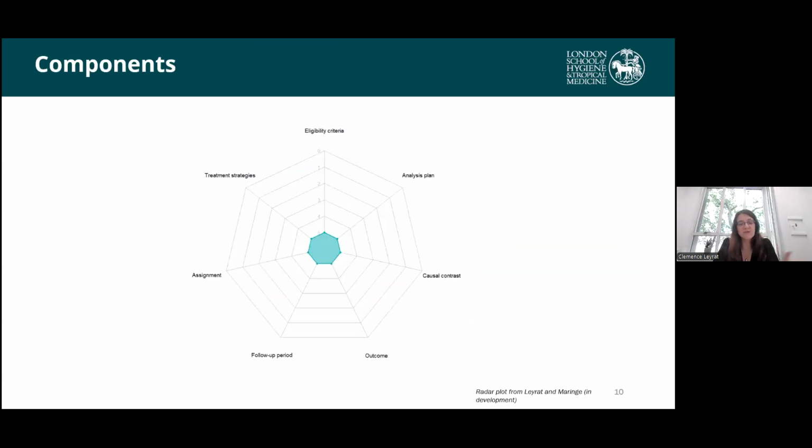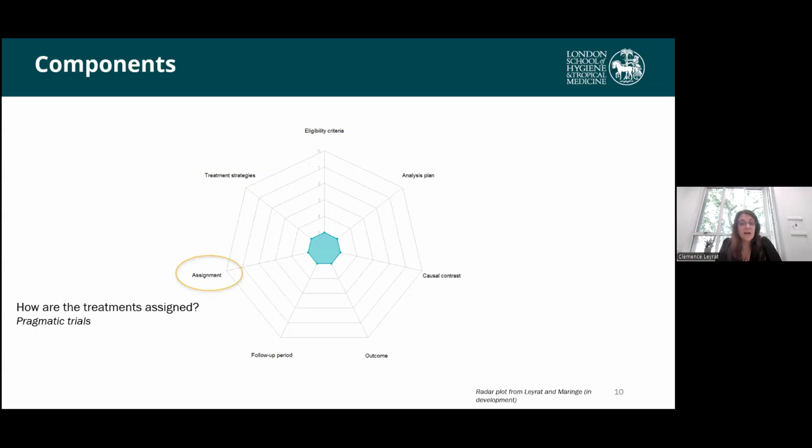And to design this protocol, there are different components we need to describe. I won't give many details, but it's just to give an overview. So we start by describing eligibility criteria. So who is eligible for the trial, and we define our target population. Then we define the treatment strategies, and this is very important, when we define the treatment strategy in the emulation, to make sure that the consistency assumption required for causal inference holds.